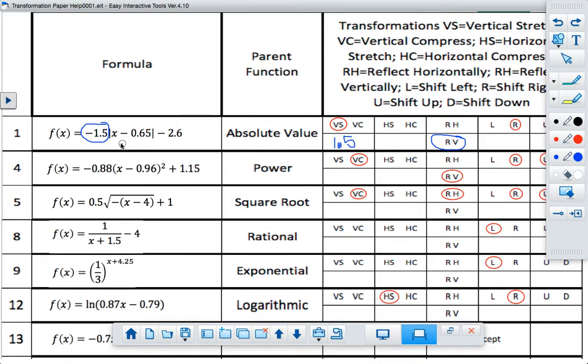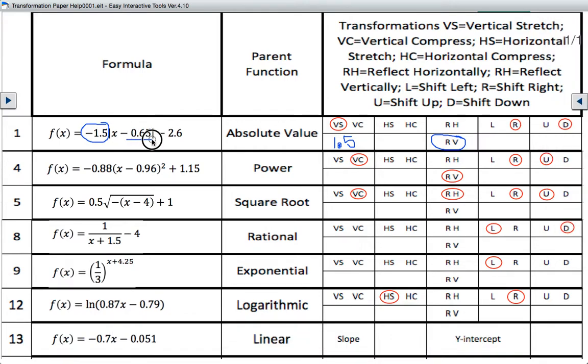let's keep on going. So now this number here, the 0.65, is going to shift it left or right because you have a minus sign right there. It's going to shift it to the right, and then right in this space we just put down how far it's going to shift. So it's going to go to the right 0.65 units, and then this negative 2.6 at the very end of the equation is going to cause it to go down. So it goes down 2.6 units.